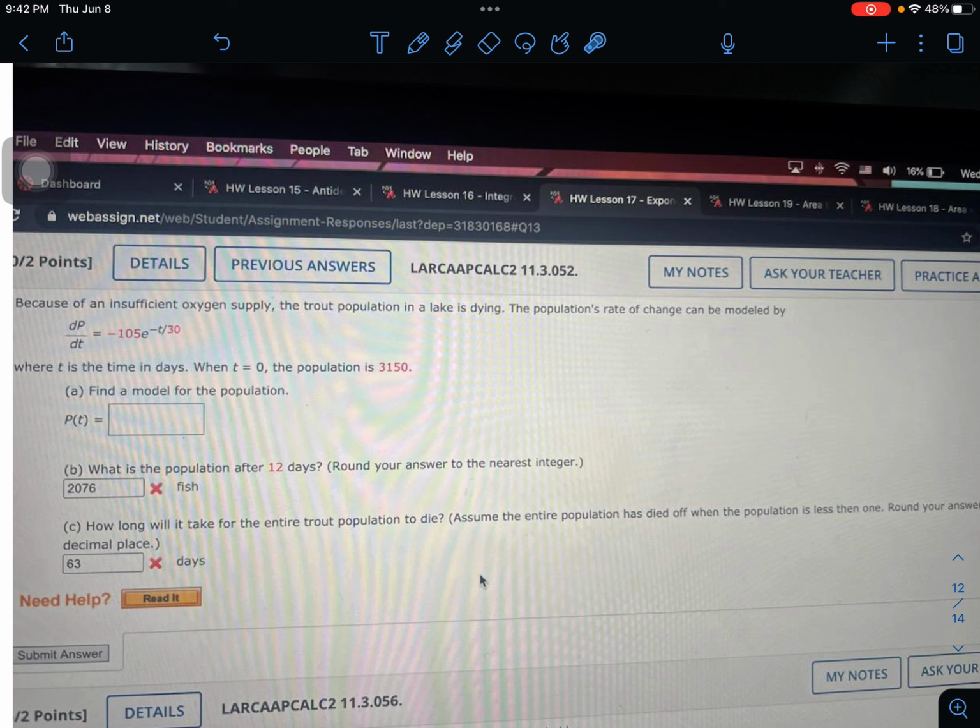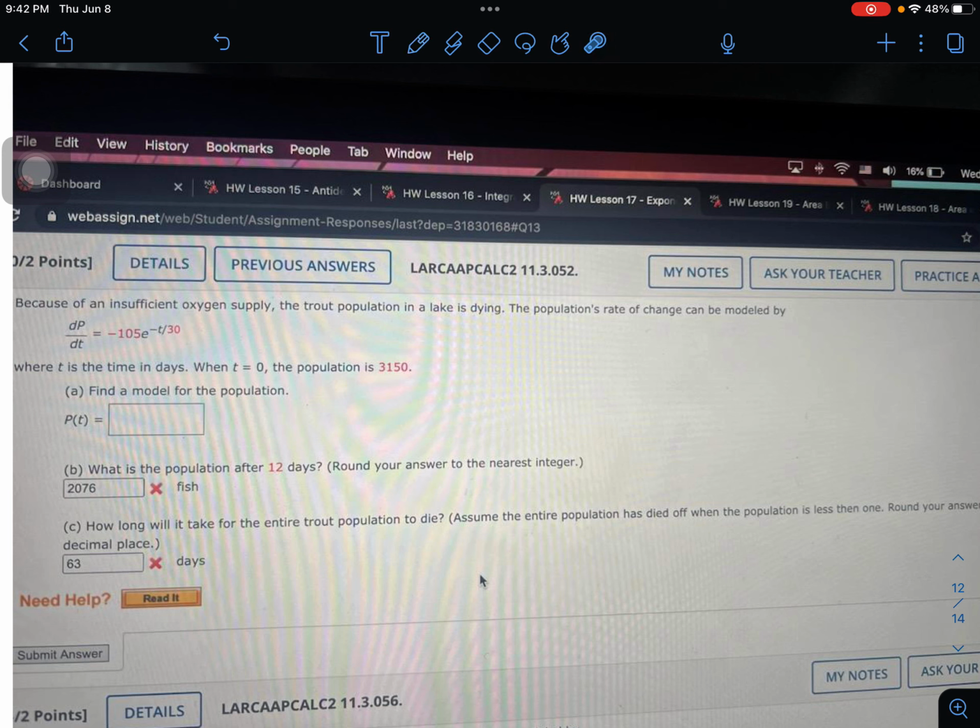All right? So if you're taking a test or anything and you see a rate of change and it's asking you to find a model for just this top part, in this case it's a p, that's going to be integration. You need to integrate this function right here. And that's what I'm going to do. I'm going to integrate that function.